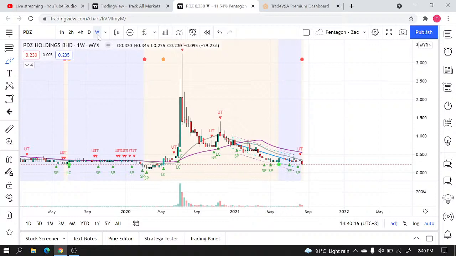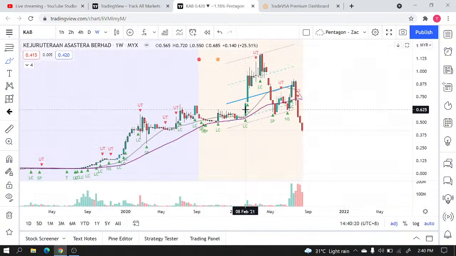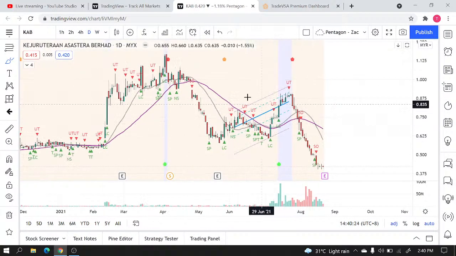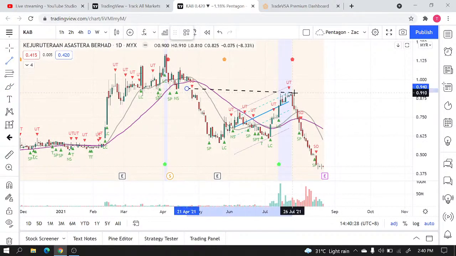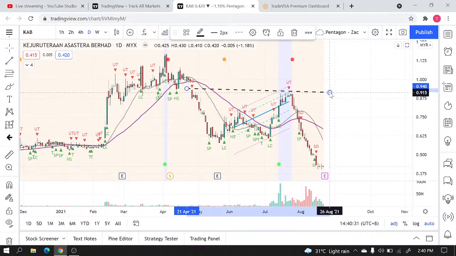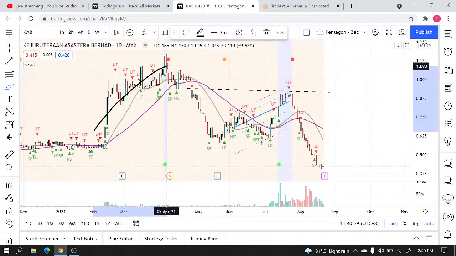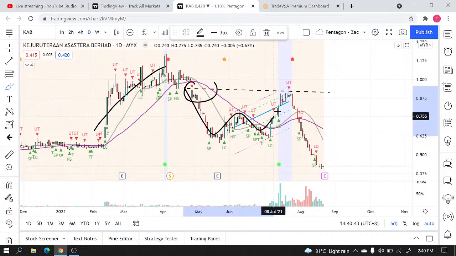Okay, let's go to KAB. This one is also a downtrend. Oh, I remember this chart. This chart reminds me of one counter. This is some of the stock, some of the things that I will always monitor also. So this is gap down, downtrend, reversals, right?